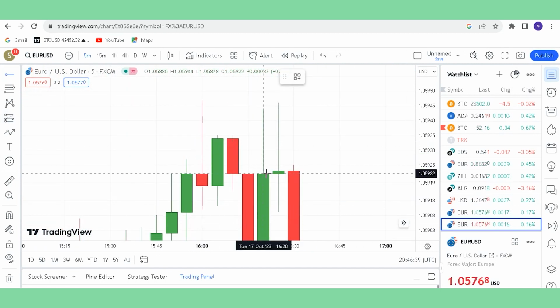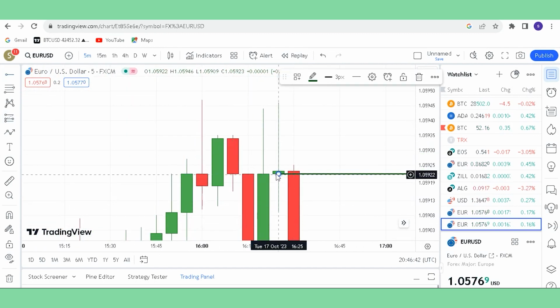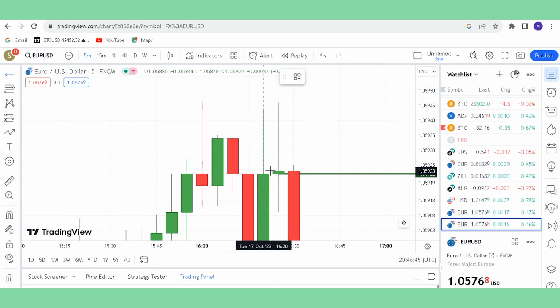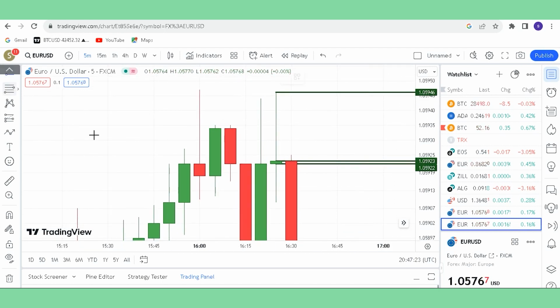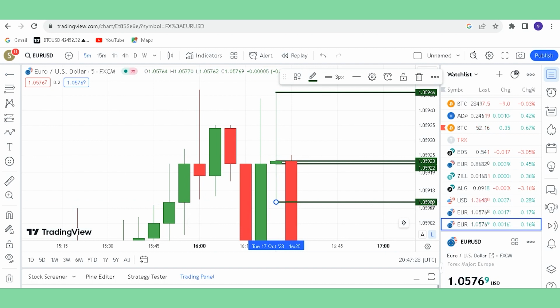Let's see other examples, this candle. Okay, it's green, so the open price is the lower price. The price in the beginning of these 5 minutes was 1.05922. At the end of these 5 minutes it was 1.05923, and during these 5 minutes it went as high as 1.05946 and dropped as low as 1.05909.